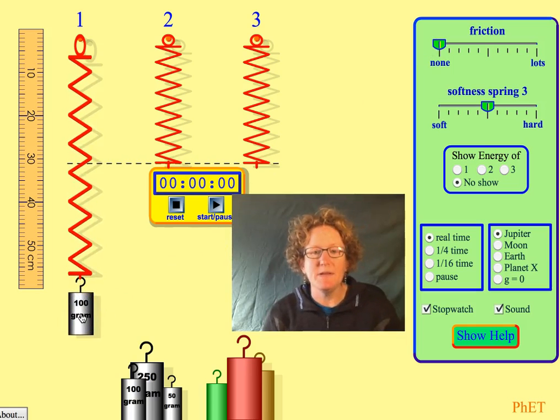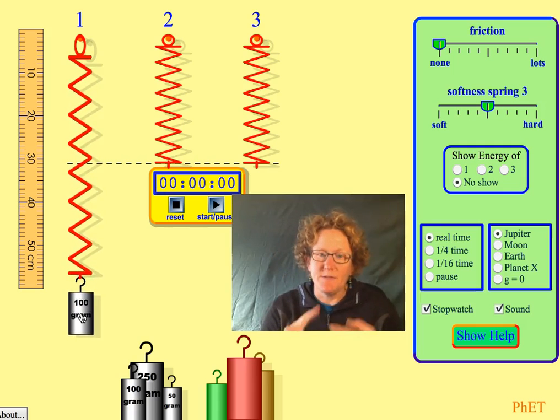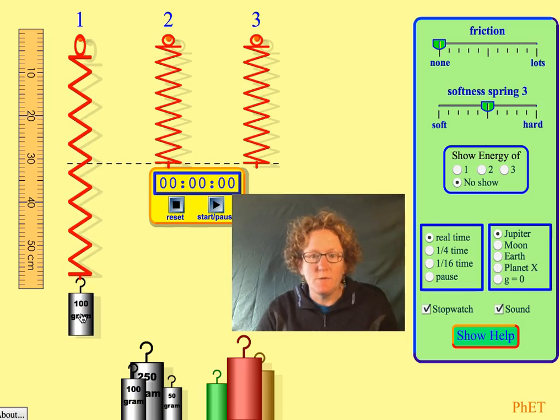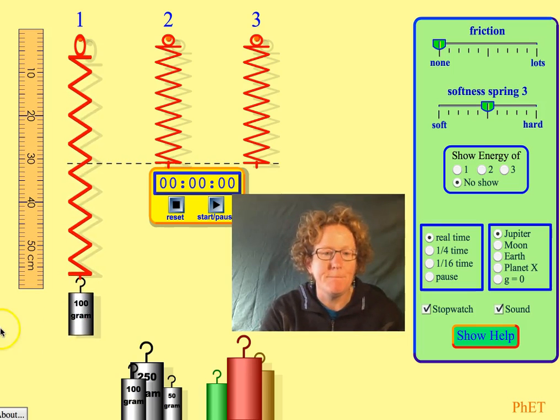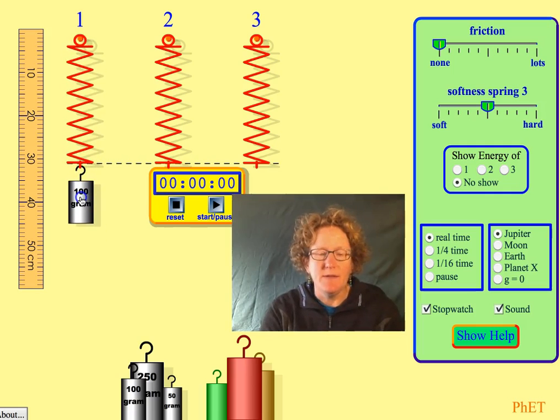So remember, because we want all of the variables in an experiment to be the same. We want the same spring, we want the same amount of friction, we just want to go to a different planet. So I'll get this bouncing and we'll count the time for 30 cycles or 30 periods.